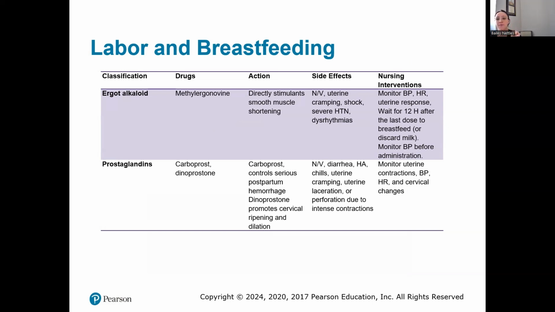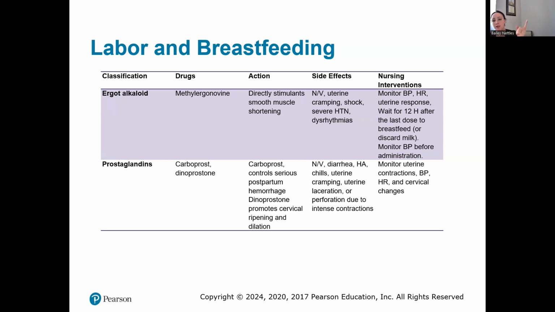Methylergonovine, or the trade names are so much easier to say. But this medication directly stimulates smooth muscle shortening, okay? So smooth muscle shortening means contractions, okay? Methergine. Methergine is the trade name. You will hear Methergine a lot, okay? That is a generic, but it's Methergine.